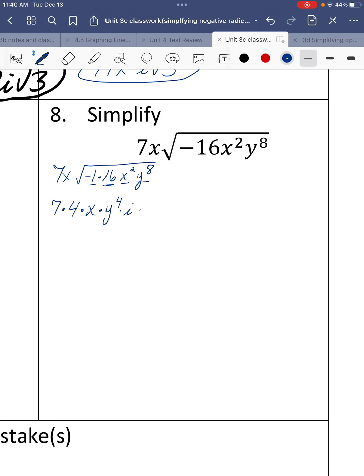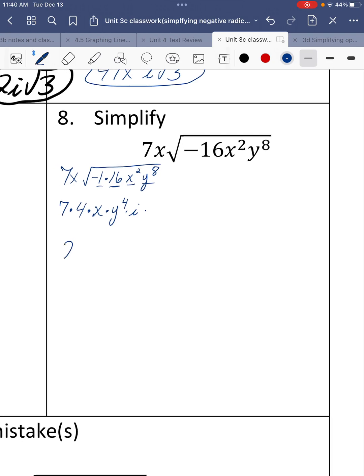And there's no square root left. Everything got divided out evenly. So we have 7 times 4 is 28. x, y to the 4th, i.